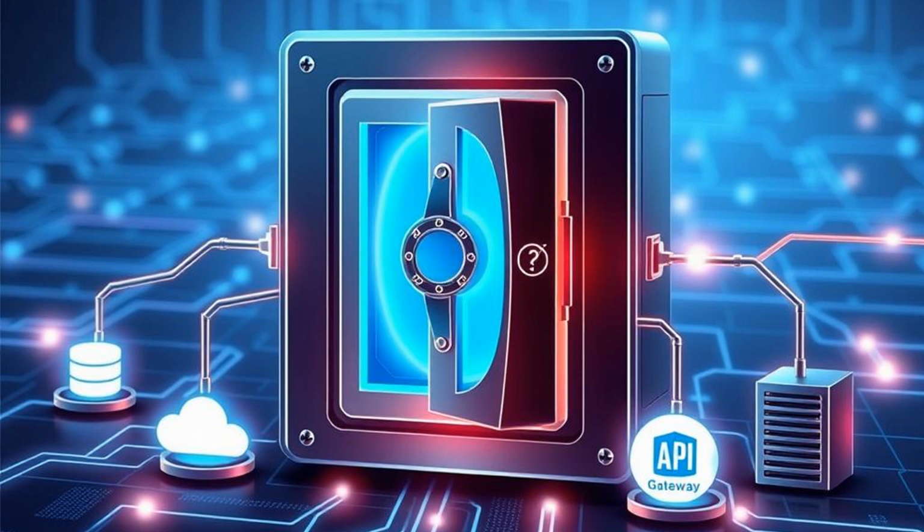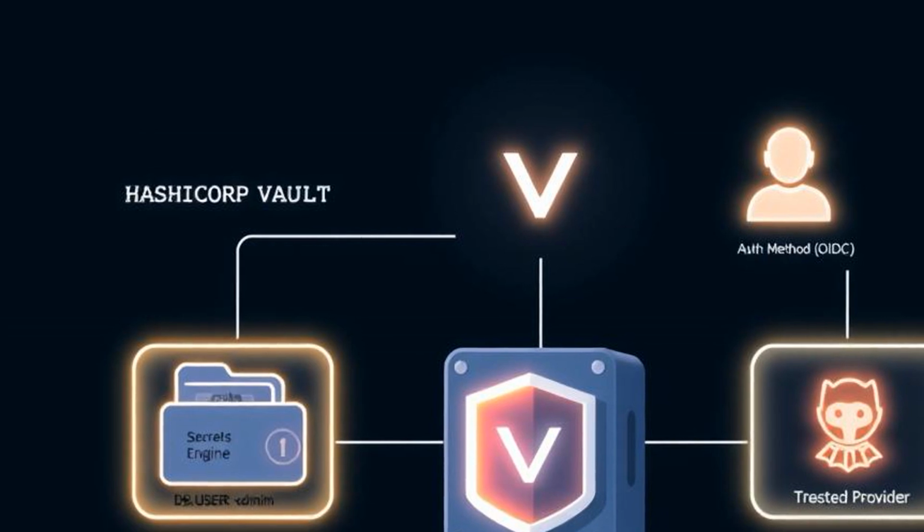That's where HashiCorp Vault comes in. Vault is a powerful, centralized secrets management tool designed to securely store, manage, and distribute sensitive data. Think of it as a highly fortified, digital bank vault for all your application and infrastructure secrets. Instead of scattering secrets across various configurations, files, or environment variables, Vault provides a single, audited source of truth. It handles the lifecycle of secrets, from generation and storage to access and revocation.